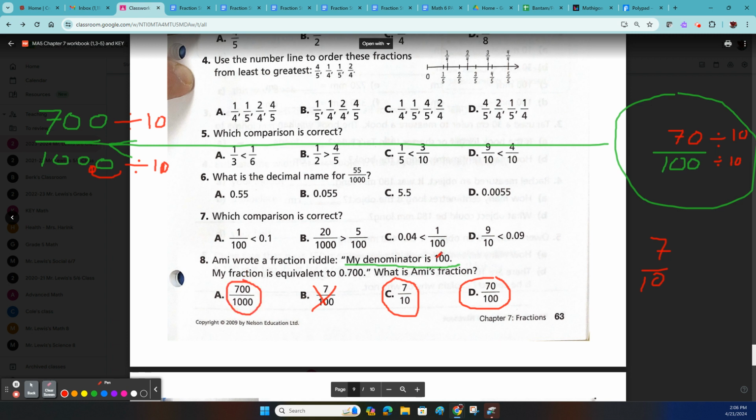They said that the denominator's got to be 100. So it can't be all three of these. Denominator's 100. D is the correct answer. Even though C and A are equivalent to it, the hidden number has to be D because it has this clue right here. Denominator is 100. So boom, there you have it.